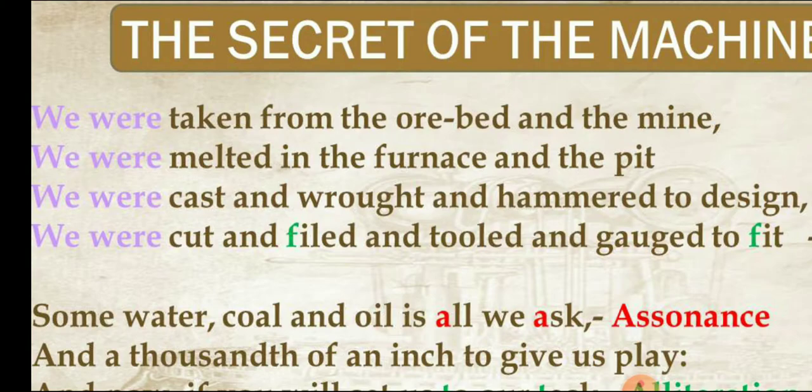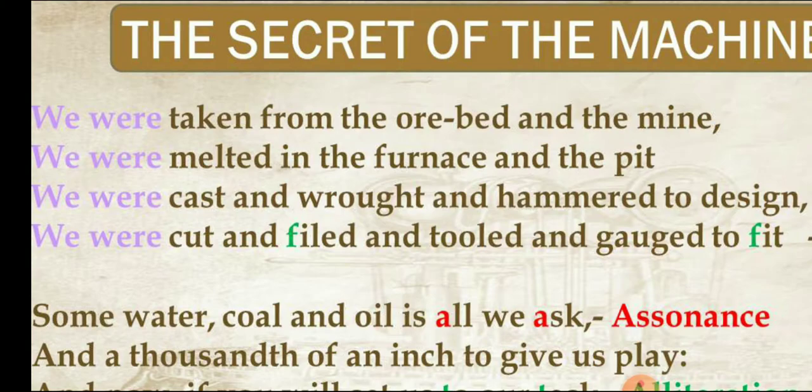We were melted in the furnace and the pit. So they were melted in the furnace and the pit and they were cast, thrown and wrought, beaten and hammered to design. Then they were cut and filed. So filed means smoothened and shaped and measured to fit. Here, metals like gold, silver, so your gold ornaments, isn't it? So they are in different designs and different shapes and different ornaments are made.